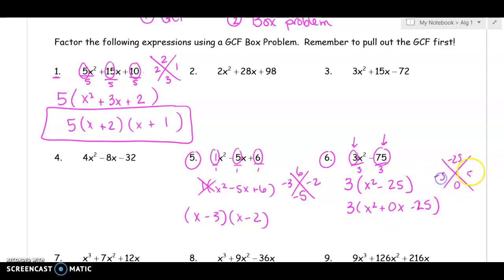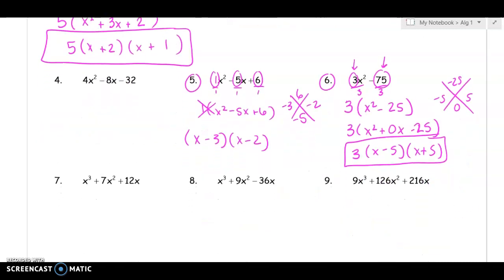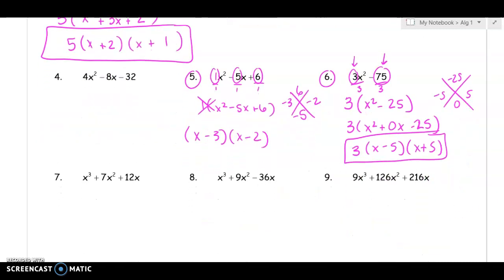So it's going to be negative 5 and 5. So x minus 5 and x plus 5 with the 3 out in front. Don't forget the GCF out in front when you're done. Okay. Let's look at number 8.